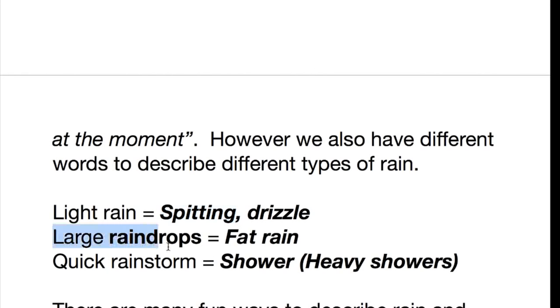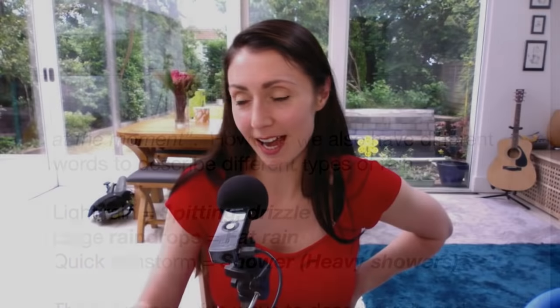Okay, so if the raindrops are quite large, now a raindrop is an individual bit of rain, a drop of water that makes up rain, the large raindrops we often refer to as fat rain. So it's very fat rain today. I went outside. It's not very heavy rain, but it's very fat rain.